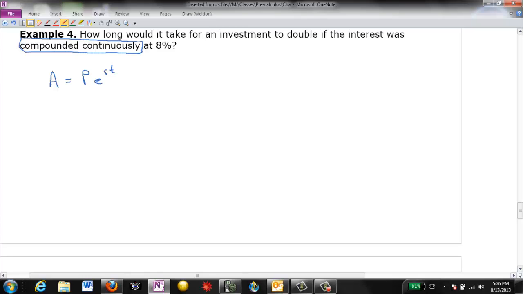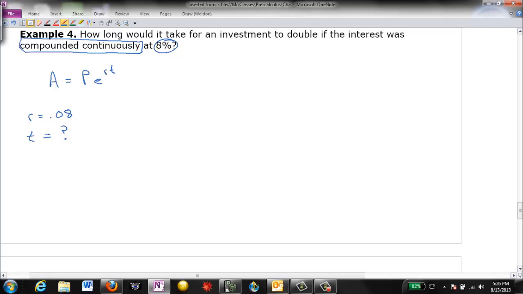One thing I noticed right away, I notice this 8%, so I know that r is equal to 0.08. Make sure you convert that percentage over to a decimal before you start using it in the formula. Otherwise, you'll get some incorrect answers there. Now it says, how long would it take for an investment to double? So what we're trying to find is how long, which is time. So t is the variable that we're going to be solving for in this equation.